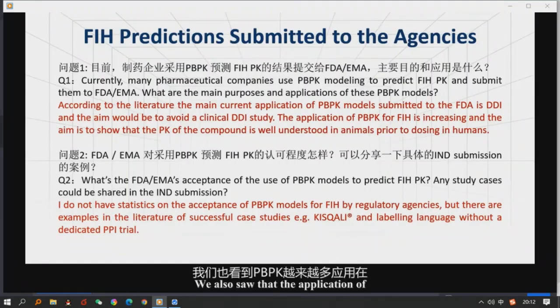We also saw that the application of PBPK for first-in-human is increasing, and the aim is to show that the PK of the compound is well understood in animals prior to dosing in humans. And with that last example I showed you for GSK, you saw how they combined PBPK with PD data to estimate the human efficacious dose.